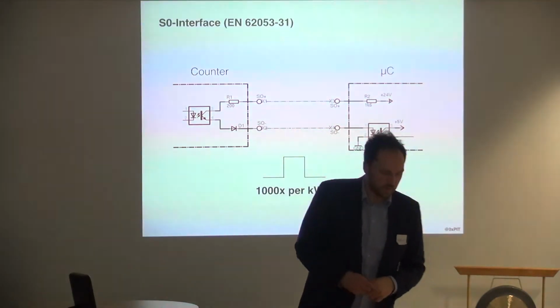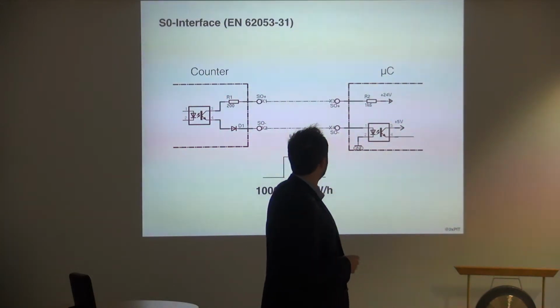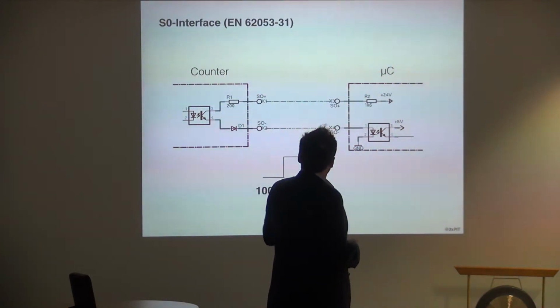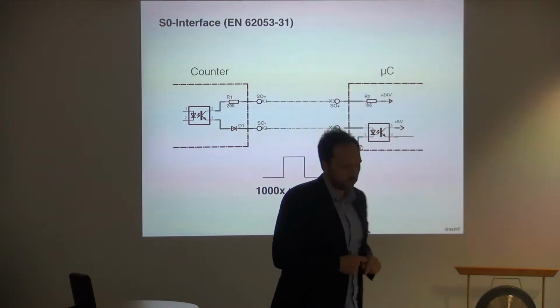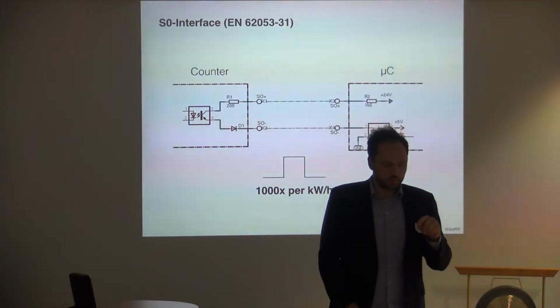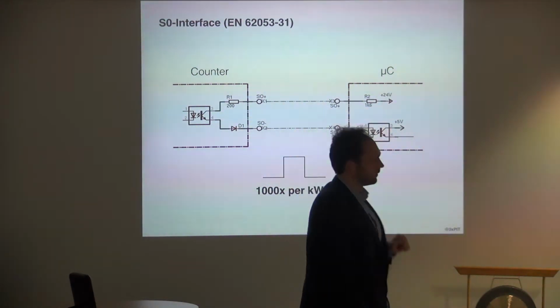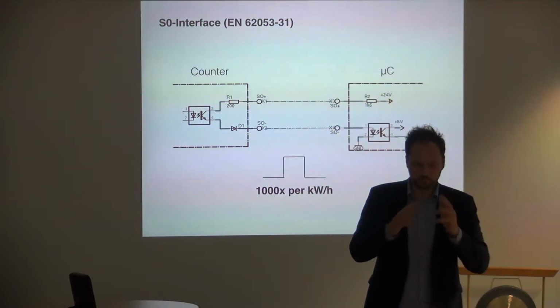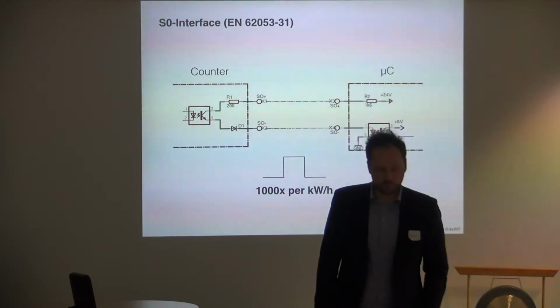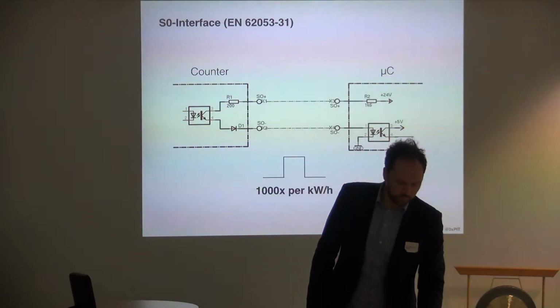And as it has that so-called S0 interface, which is some fancy European norm, it has a potential free output with an optocoupler, and it simply closes that transistor. Think of it like a switch, it closes it 1,000 times per kilowatt hour. So the more power you consume, the faster the switch will go, and then you have to couple it to the microcontroller or the Raspberry Pi.